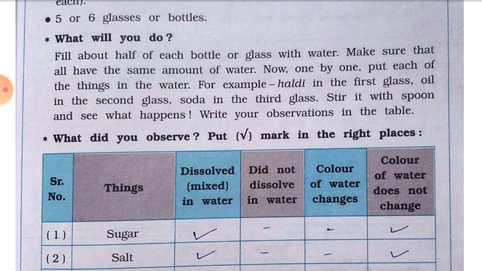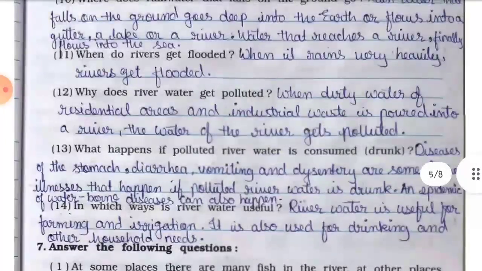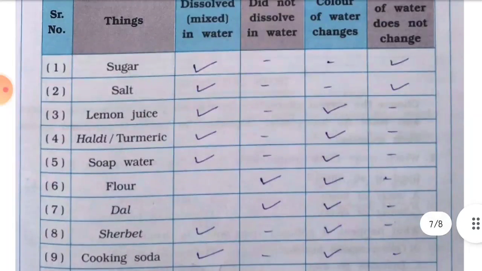In those glasses you have to fill water, or glasses or bottles, you can take anything. So if you are taking glasses, fill them with the water and make sure it has an equal amount of water. Then those things that you have collected, that salt, sugar, baking soda, pulses, you have to put them into the glasses one by one. Okay, it means salt in one glass, sugar in another glass, turmeric in another glass, that way. Then you have to make the observation and you have to fill this box of observation.